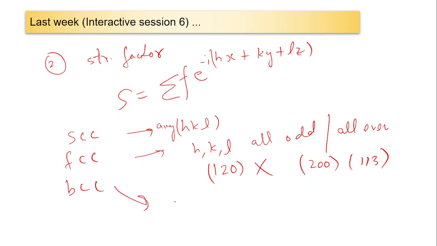Similarly, there was a rule for BCC as well: the sum of H plus K plus L should be even. If the sum of H plus K plus L comes out to be odd, then we will not get diffraction from that plane. This was for BCC. So this was also one factor affecting how the intensity will change. These were the two important ones. Other things like temperature and other factors are not that important, but they also have their percentage of influence. Okay, these were the things on crystal structure.